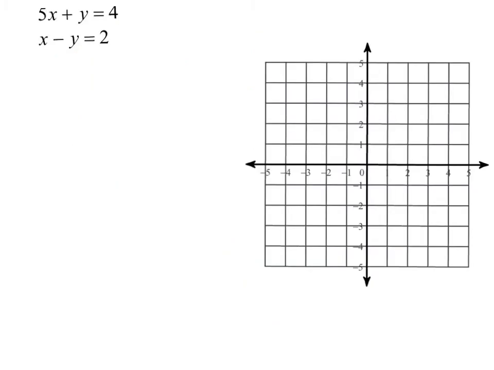Okay, so we are going to start off by solving systems of equations by graphing. Looking at our equations here, we've got 5x plus y is equal to 4, x minus y is equal to 2. Before we can actually graph these, we need to have them in slope-intercept form. So that's y equals mx plus b.